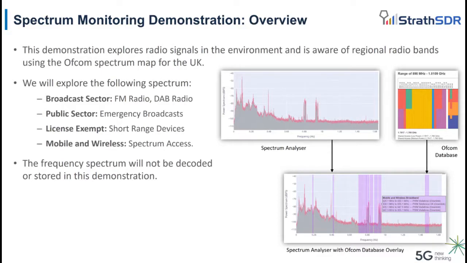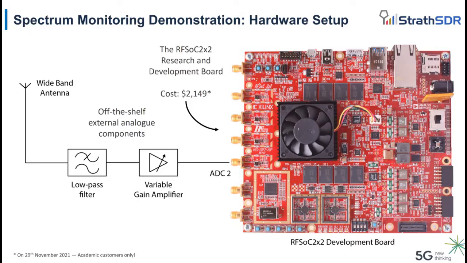So lastly, just before the demo, I'm just going to show you my hardware setup today. We're using an RFSoC 2x2 development board, which is specifically for approved academics, coming in at around $2,149. As Bob said, it's got a wideband antenna, very cheap, a small low-pass filter, and a little bit of amplification. And now, straight on to the demo.